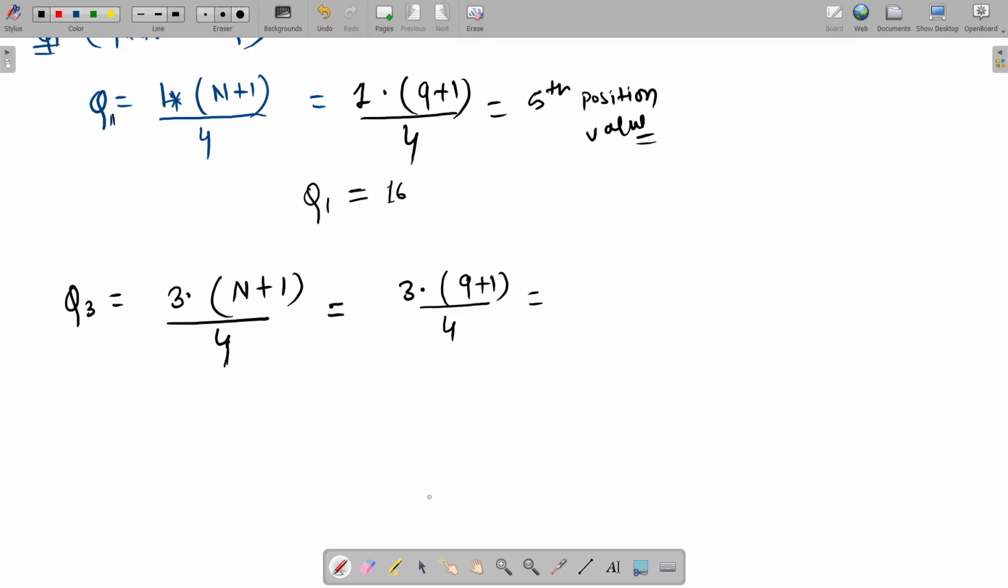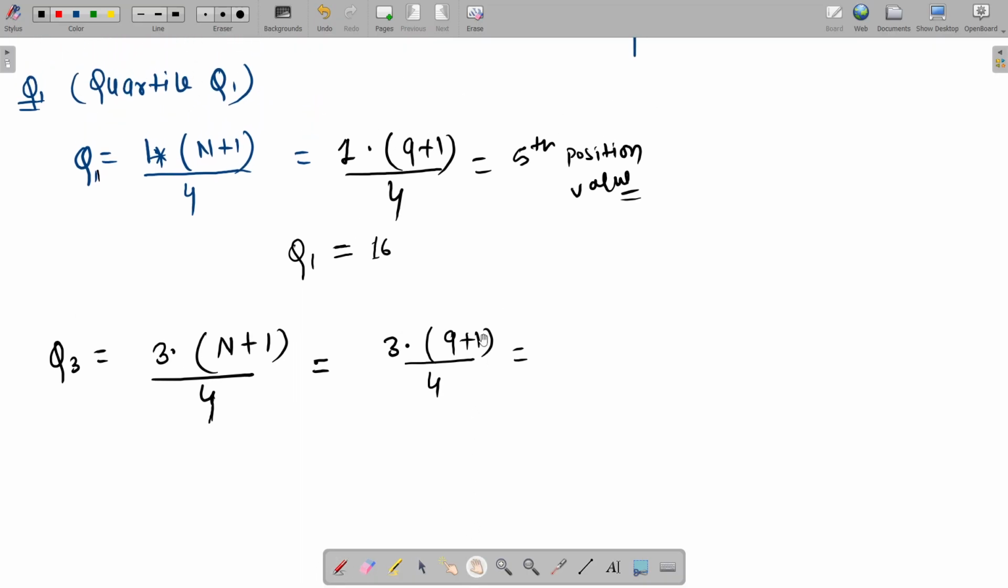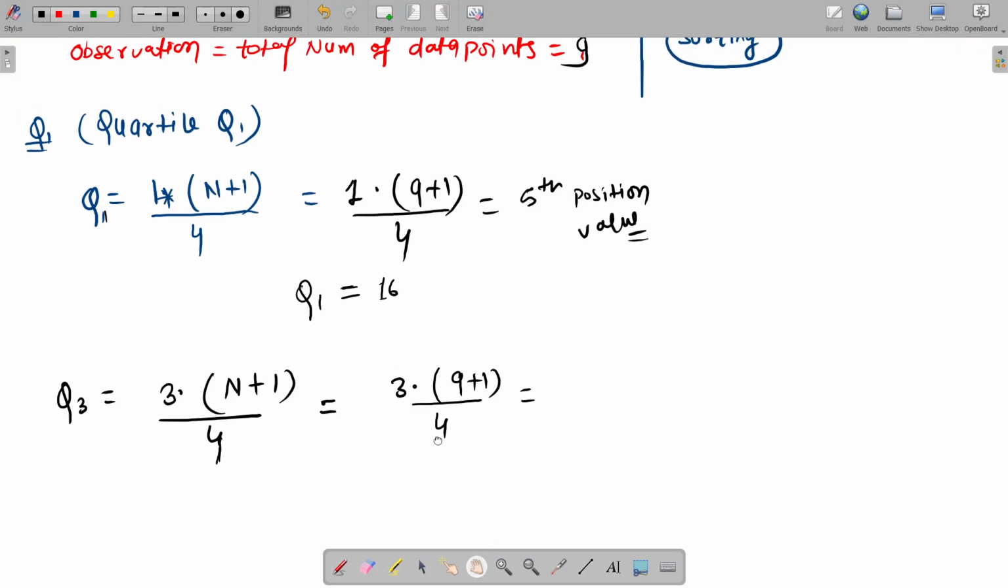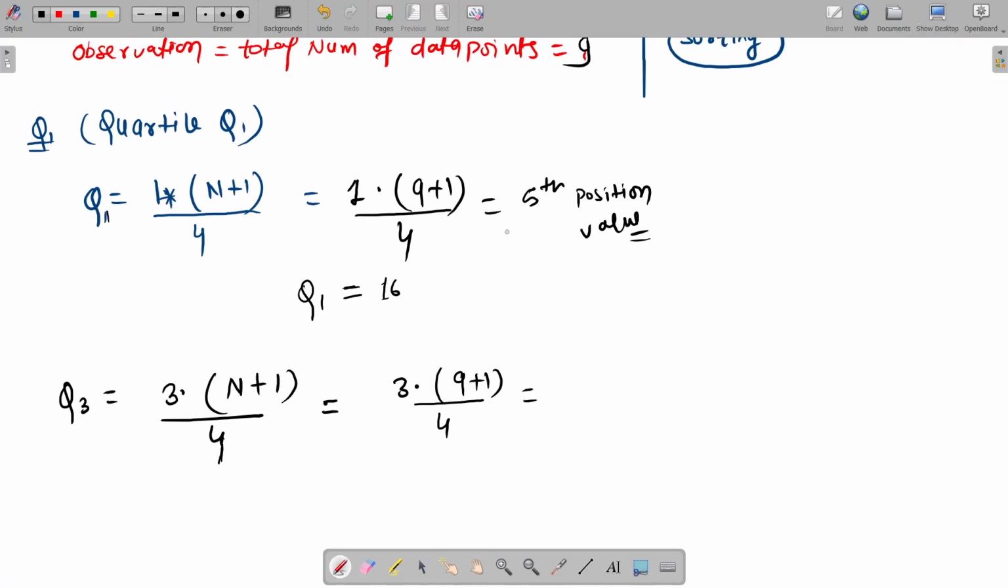Okay, I think here I made one mistake, right? Sorry, extremely sorry. So 9 plus 1, that is 10. 10 divided by 4, that means 2.5.